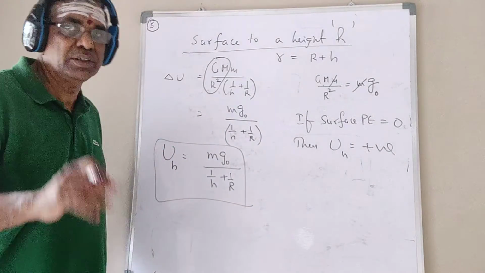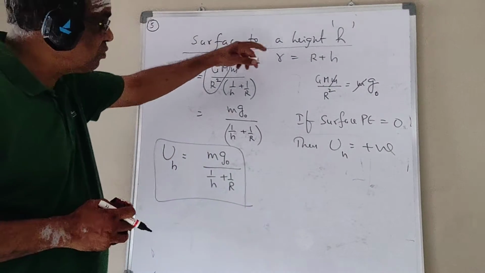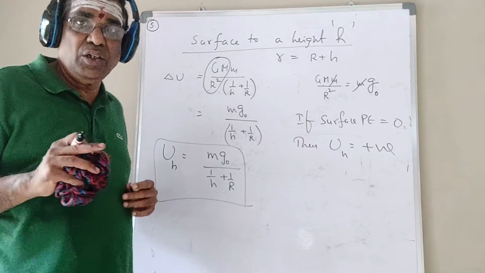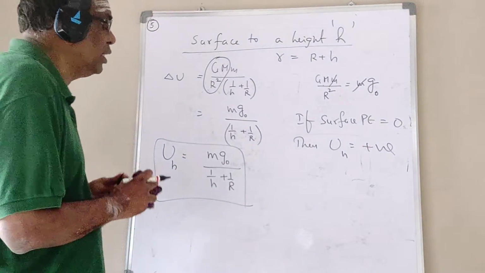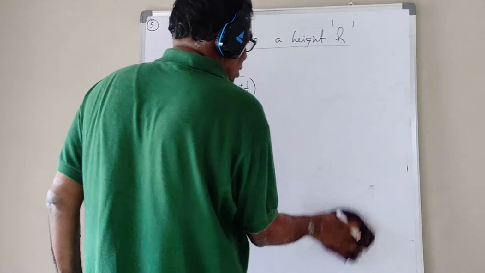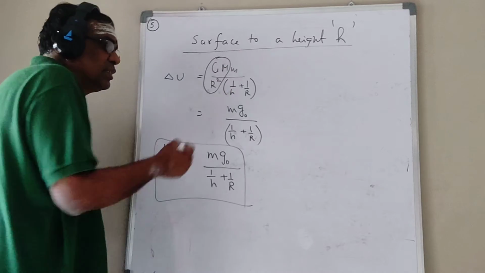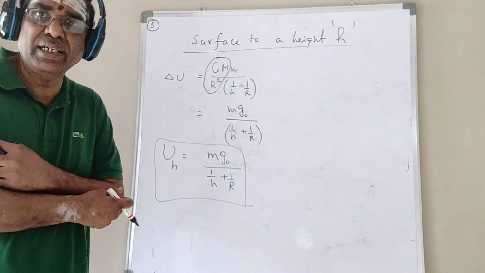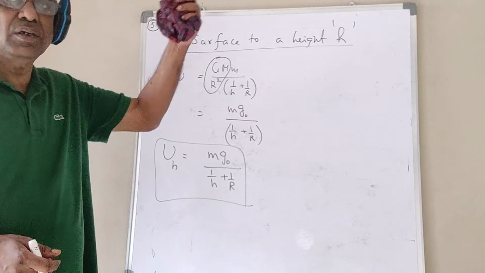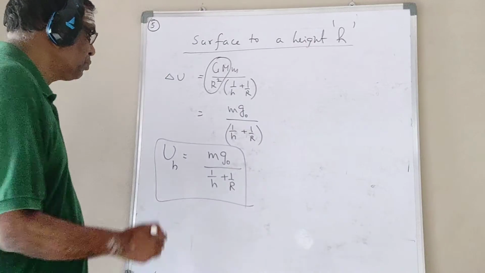Never say mgh. This is dangerous. That too, I am talking of surface to a height. Hereafter, I have to be very, very careful in trying to give answers to the conceptual questions. I can't replace the same thing wherever I like. You see, it depends on R1 to R2. The g is completely different there.